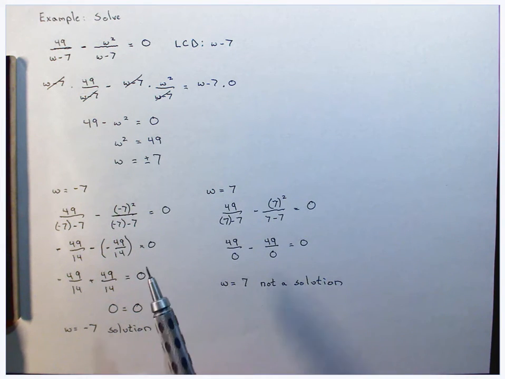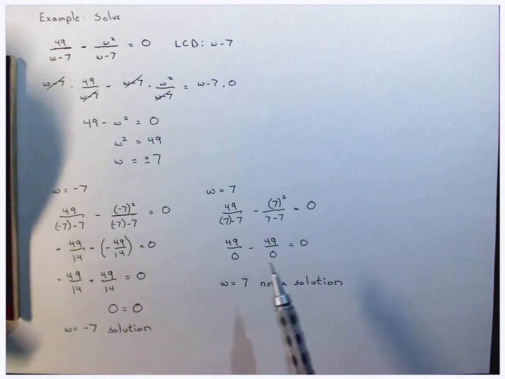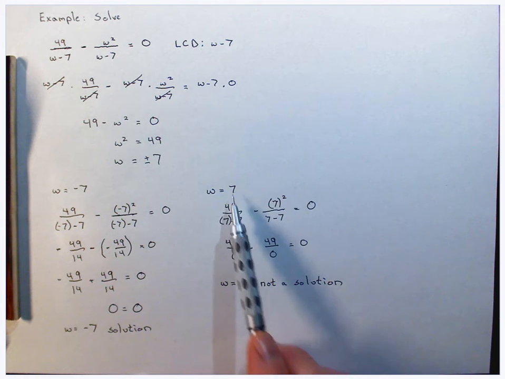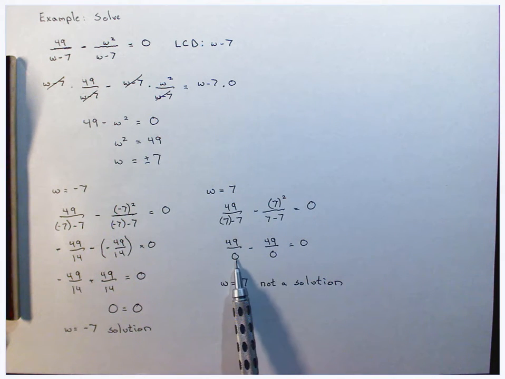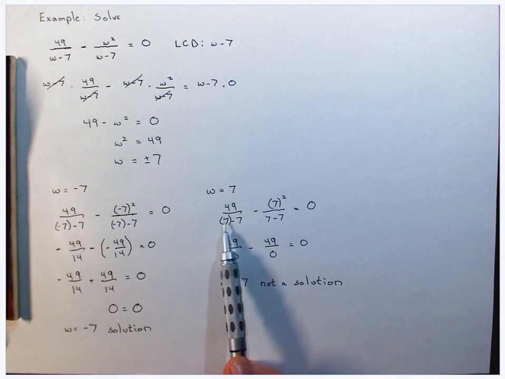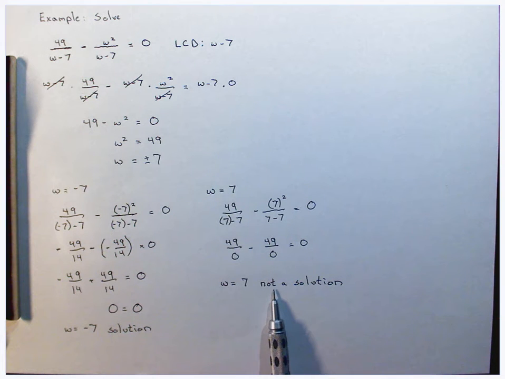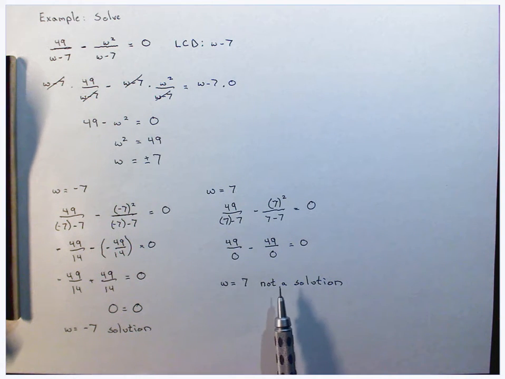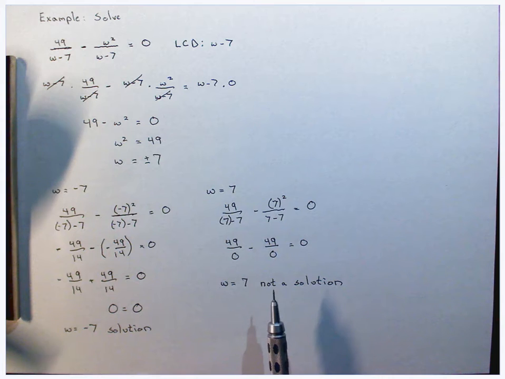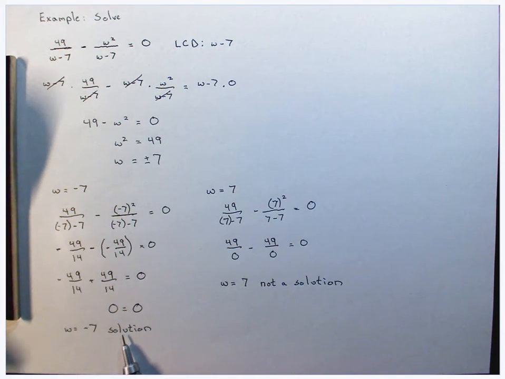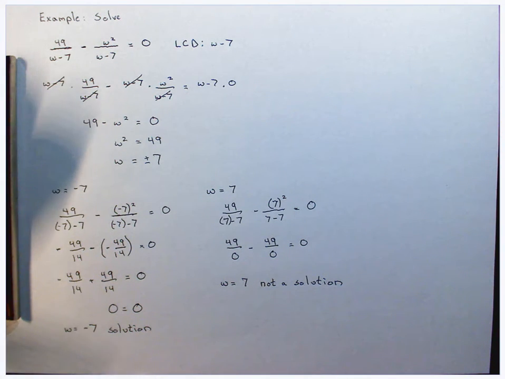The problem with it is that whenever I turn around and I solve for w equals 7, I end up with zeros in my denominator because 7 minus 7 is 0. W equals 7 is not a solution. It's actually going to be an asymptote. It's a place where that graph will not be. But for w equals a negative 7, it is a solution. So this is what I do whenever I work problems that are rational.